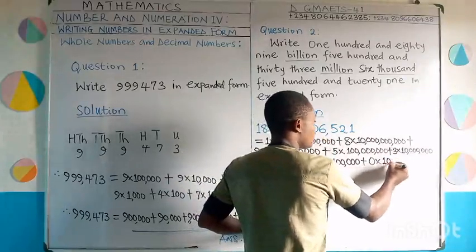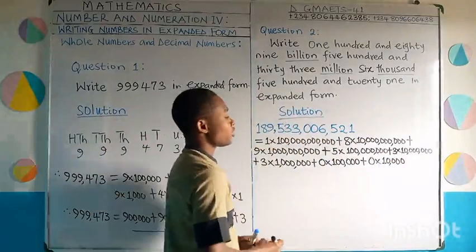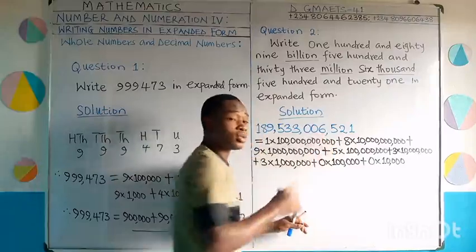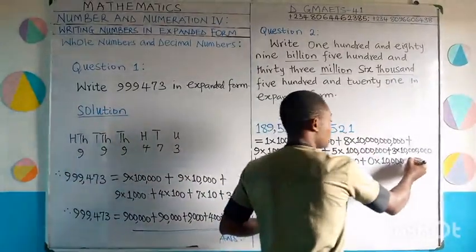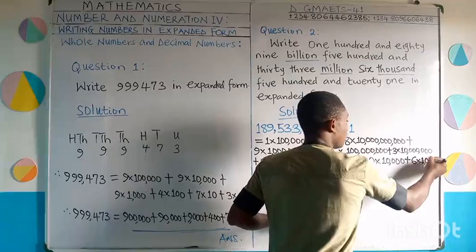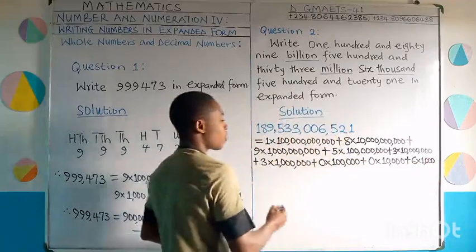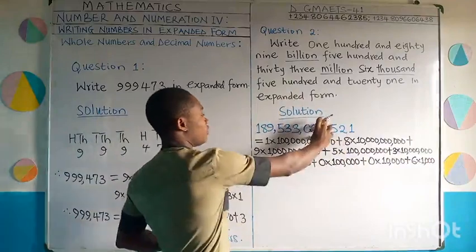The standard value is 10,000, so you write 10 and then you fix up 3 zeros. The next one is this 6. 6 is under unit of thousand. The standard value of this is simply 1,000. So 6 times 1,000. 1,000 is the standard value of this place value here.